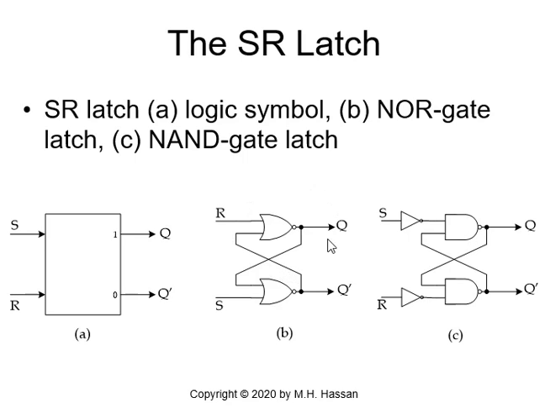Now, if you look at the hardware implementation with 2 NOR gates, we said the reset is applied to the upper NOR gate and the set to the lower NOR gate. And here with NAND gates, S and R are inverted, so we are applying S prime to the upper NAND gate and R prime to the lower NAND gate, again to get Q and Q prime.